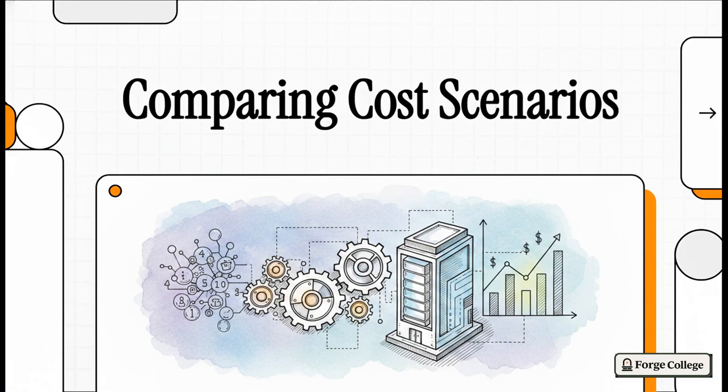Today we've got a really fantastic, highly practical goal: comparing cost scenarios and preparing to optimize. We're going to take all those raw gas numbers we've been crunching and synthesize them so we can actually prep our smart contracts for optimization. We are turning pure data into a solid, actionable engineering plan.